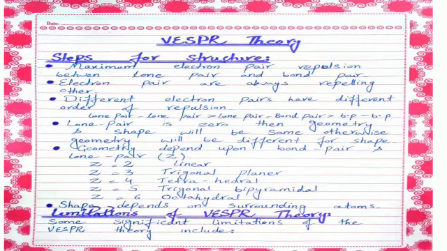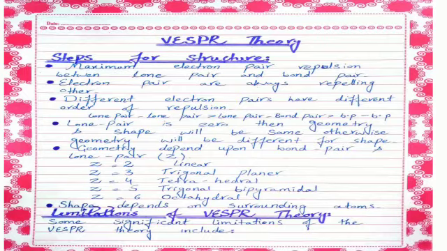Geometry depends upon bond pairs and lone pairs. If Z is equal to 2, the geometry will be linear. If Z is equal to 3, the geometry will be trigonal planar. If Z is equal to 4, the geometry will be tetrahedral. If Z is equal to 5, the geometry will be trigonal bipyramidal. If Z is equal to 6, the geometry will be octahedral. And shapes depend upon surrounding atoms.